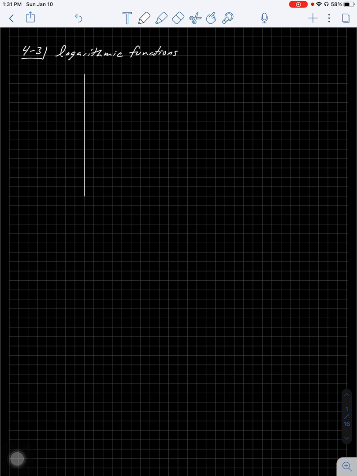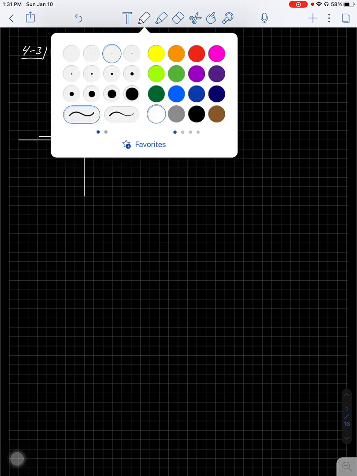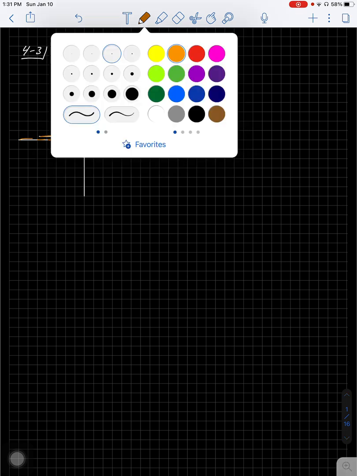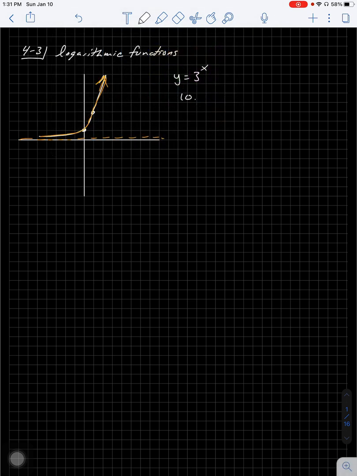draw an exponential, so let's just use like y equals 3 to the x as an example. That's going to graph through (0, 1) and (1, 3). Looks something like this, and it's got an asymptote at y equals 0. I'm going to do this in orange. So here's your exponential, and you've got your asymptote at y equals 0. (0, 1), (1, 3), y equals 0. These are your starter points.